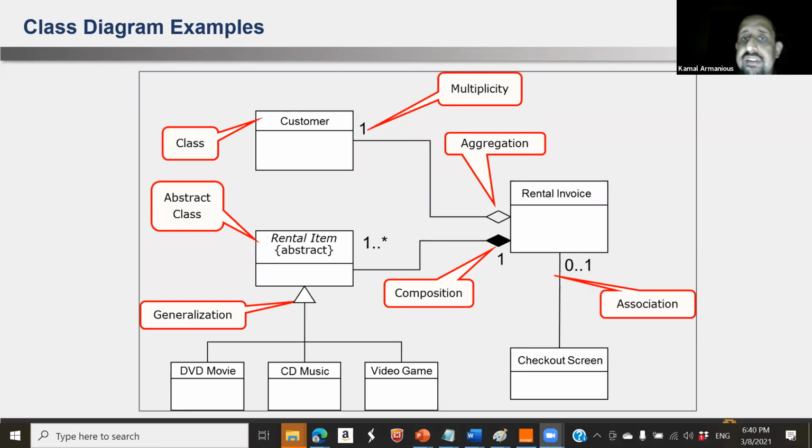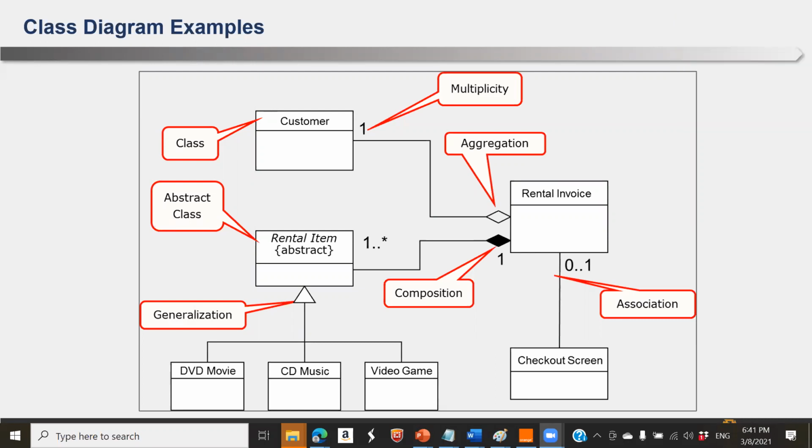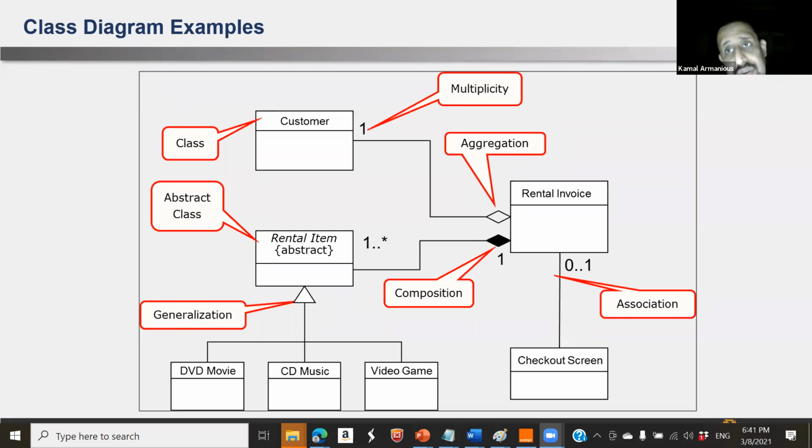Aggregation means very simple. We have a relation. It is a part slash whole relationship, and we can live without each other. Composition, we have a relation. It's a part slash whole relationship, but we cannot live without each other. So composition means we cannot live without each other, as simple as this. Aggregation means we can leave each other. But it's a part slash whole.